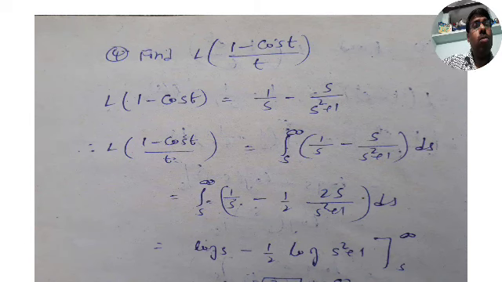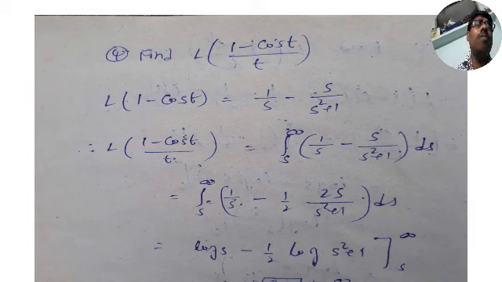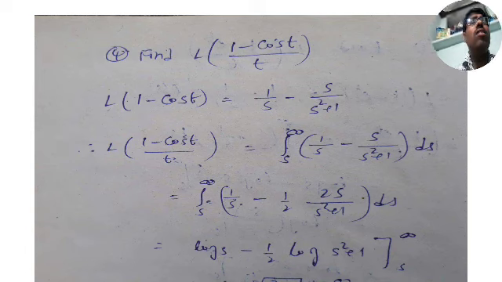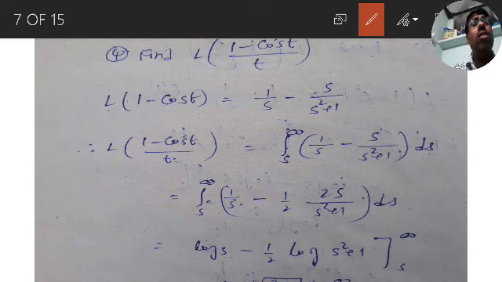Find L of (1 minus cos t) by t. Identify it: yes, division by t, because the denominator is t. What are the other terms? 1 minus cos t. So what is f of t? 1 minus cos t. What is f bar of s? L of (1 minus cos t). What is L of 1? 1 by s. L of cos t is s by (s square plus 1).